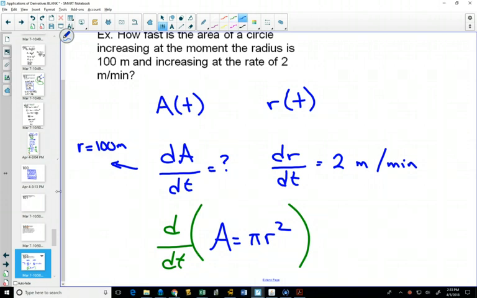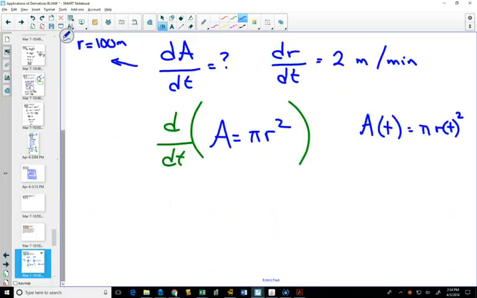You could write area as a function of time equals pi radius as a function of time squared. Okay? You will find that that notation probably causes you more headaches than the regular notation. Okay? So what happens and how do we take the derivative? Well, this is where implicit differentiation comes into play.